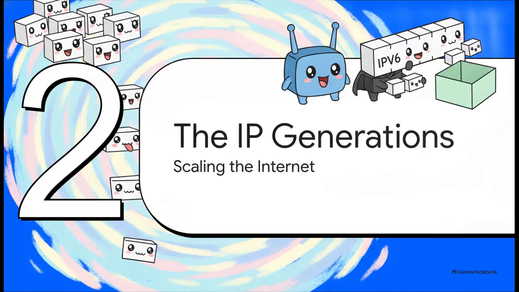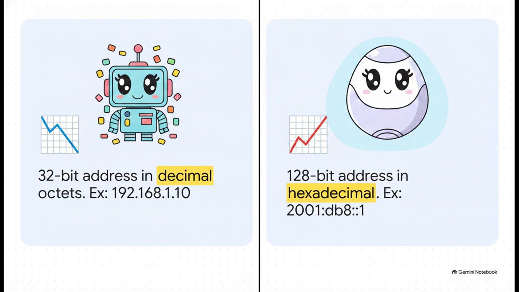Moving on to section 2, understanding the IP generations. And guys, this is where the story gets really fascinating, because as the internet absolutely exploded in popularity, we ran into a massive scaling problem. We literally started running out of these critical addresses. The traditional IPv4 architecture gave us a 32-bit address space, formatted in those familiar decimal octets you've probably seen, like 192.168.1.10.